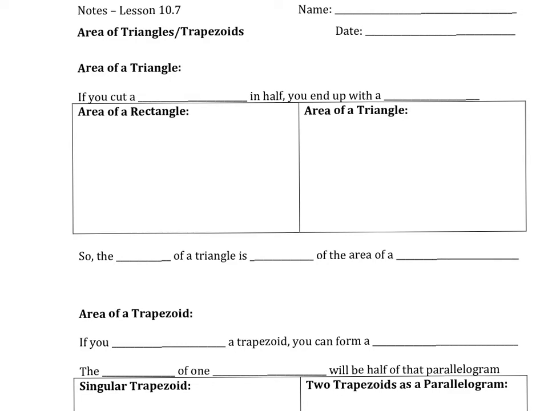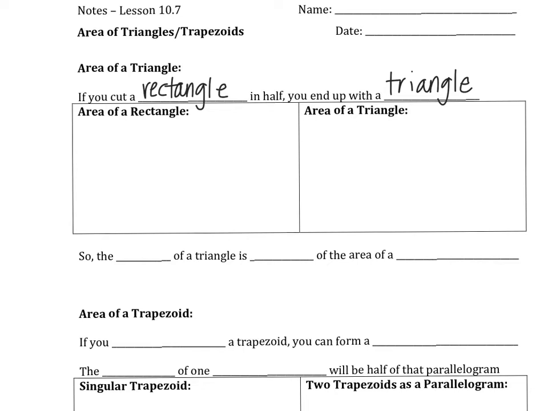Math 7, Lesson 10.7, Area of Triangles and Trapezoids. Area of a triangle. If you cut a rectangle in half, you end up with a triangle. So every triangle is half of a rectangle.